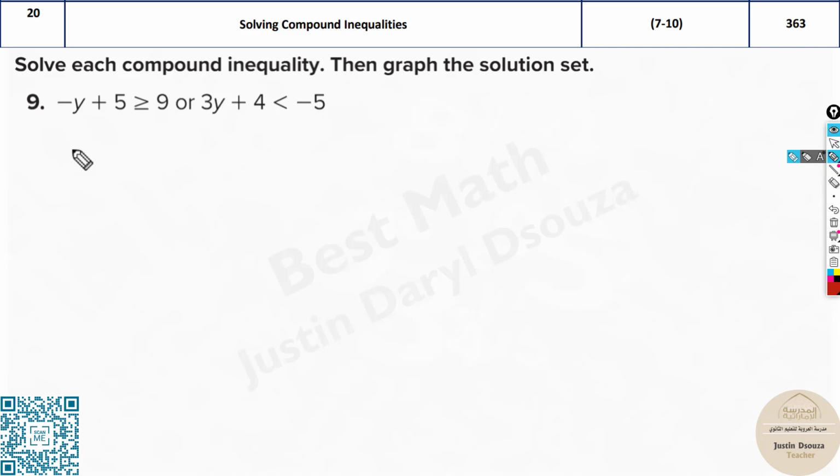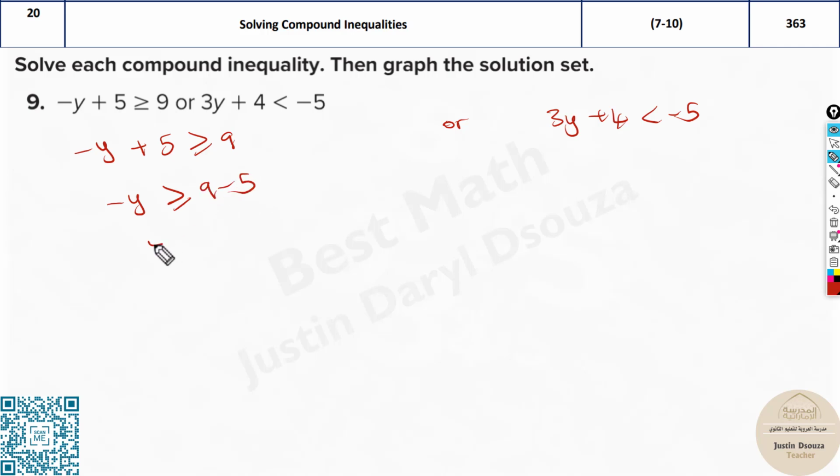We have the same thing, so let's solve this up. Minus y plus 5 greater than or equal to 9, or we have 3y plus 4 less than minus 5. Please write the question properly, and now we will solve it up. 5 to the other side will be minus 5, greater than or equal to 9 minus 5. Minus y is greater than or equal to 4. 9 minus 5 is 4.